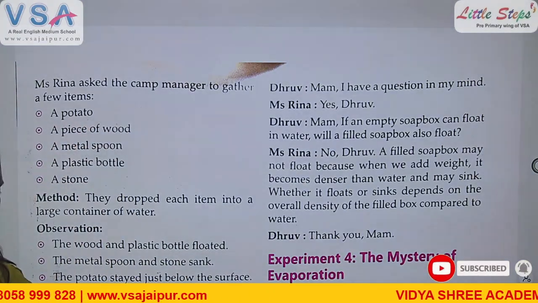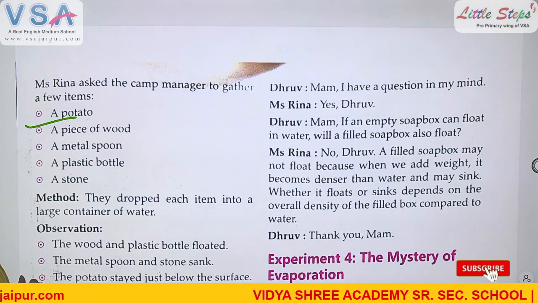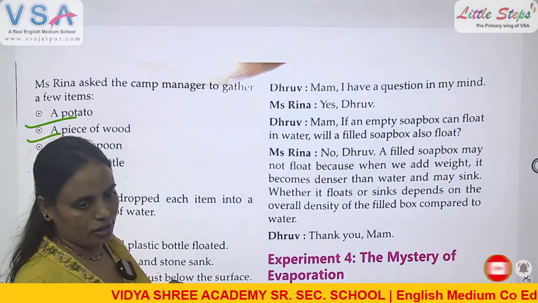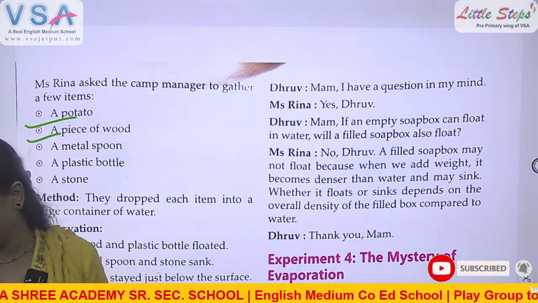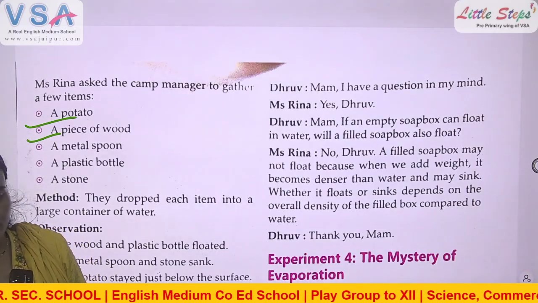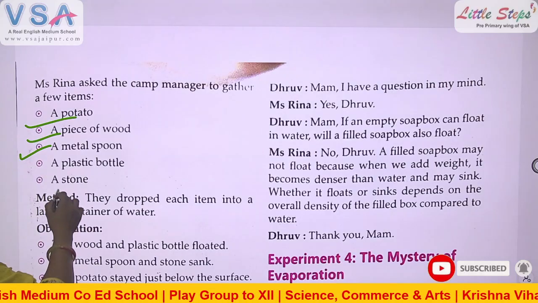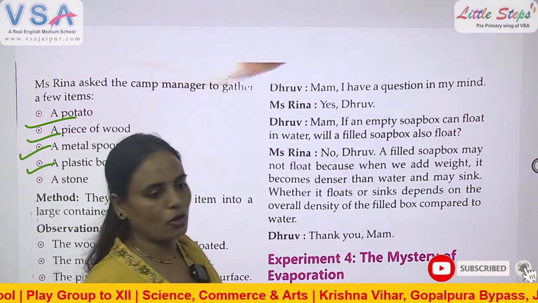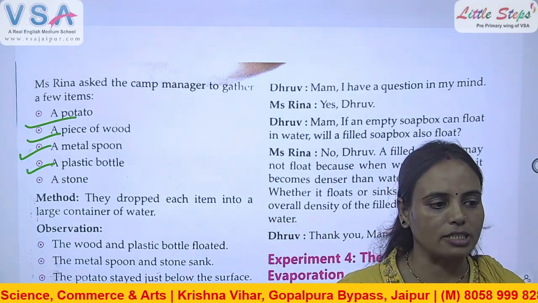She gave students something just like a potato. Did it sink or float? Second, a piece of wood. What do we use as a piece of wood? We use a pencil right here. Okay, so it floats, you know. A metal spoon, and a plastic bottle. What happened with the metal spoon and the plastic bottle? Metal spoon and what? Plastic bottle.